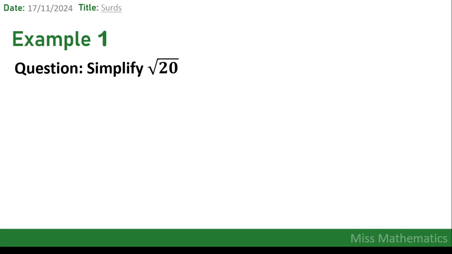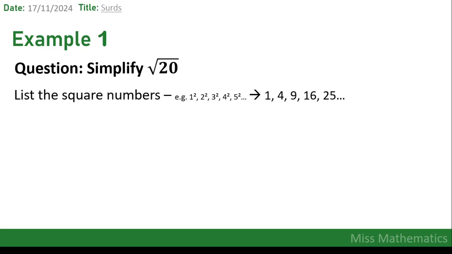Example 1. Simplify root 20. You can simplify surds, and this means making them into a simpler form. It's similar to simplifying fractions. So to simplify surds, first you have to list out square numbers. Remember, square numbers are the same thing as saying 1 squared, 2 squared, 3 squared, 4 squared, 5 squared, etc. So if we do these sums, we get 1, 4, 9, 16, 25. It's really important to remember these numbers because this is the square number sequence. Even if you don't remember it, you can still work it out, but it's good to have it in memory.